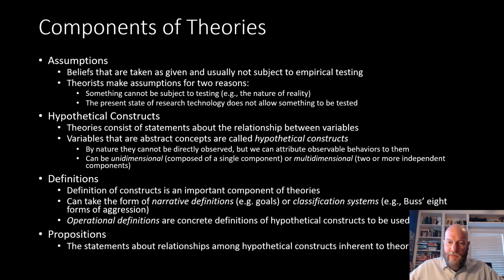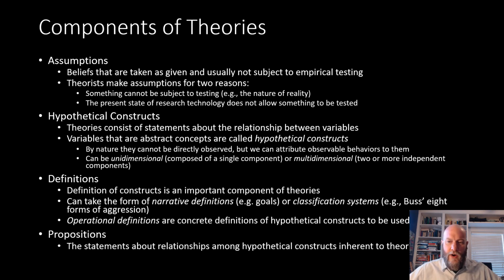Well, Buss's way of defining aggression was that he came up with eight different forms of aggression. So a classification system was how he was defining this larger construct. He was saying, look, aggression is not unidimensional, it's multidimensional, it has components to it, and as part of my definition, I'm going to break down those parts, those components, as a way of making sense of and defining that hypothetical construct.